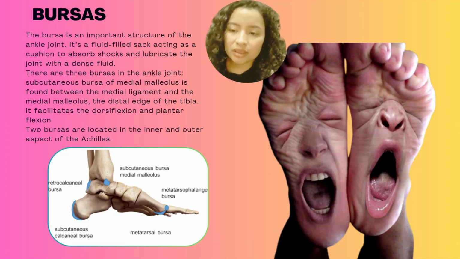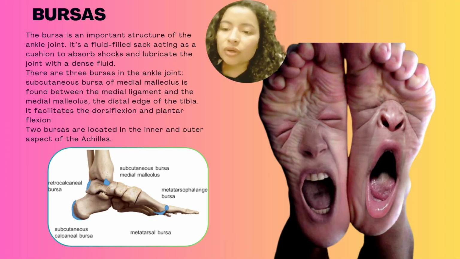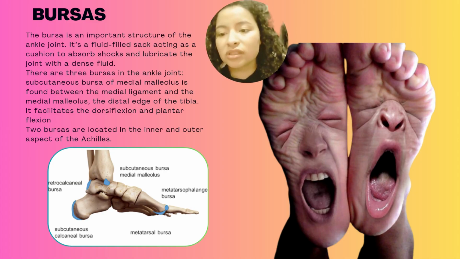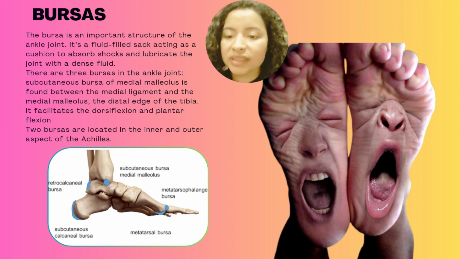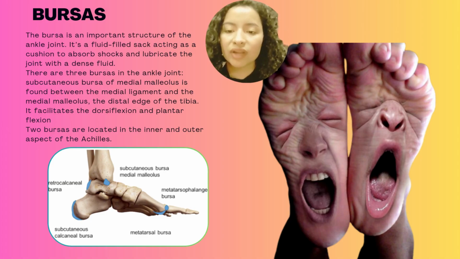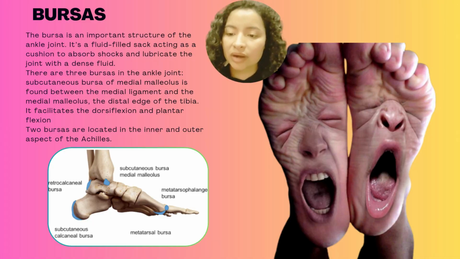They are the retrocalcaneal bursa, which lies between the Achilles tendon and the posterior side of the calcaneus and protects the Achilles from injuries, and the subcutaneous calcaneal bursa, which is located superficially under the skin of the calcaneus bone, adjacent to the soft tissue of the heel. There are four bursae in the foot.